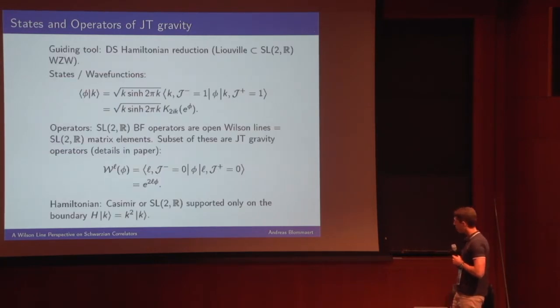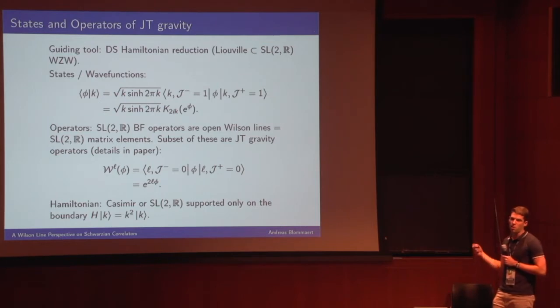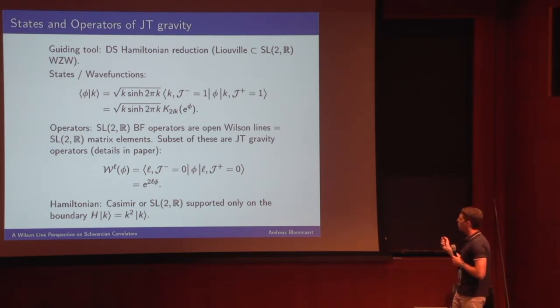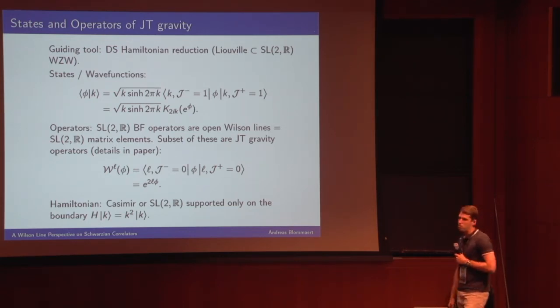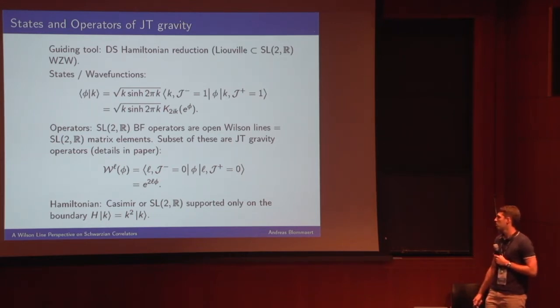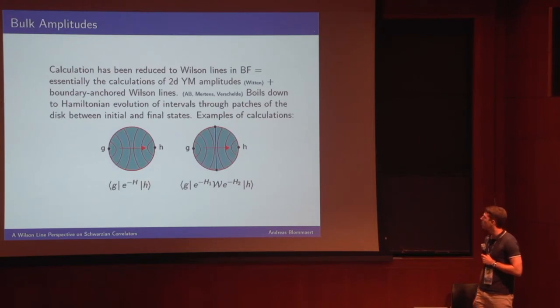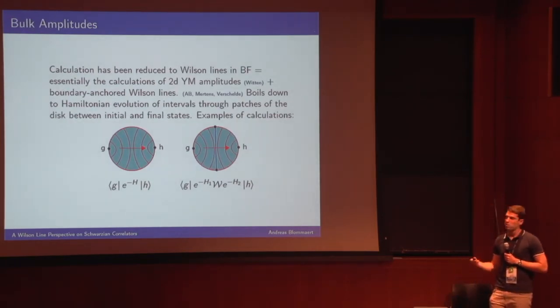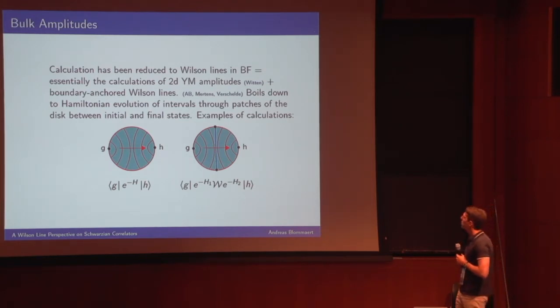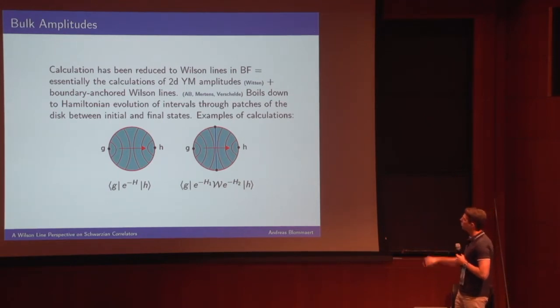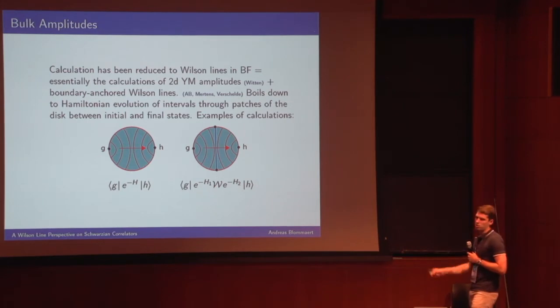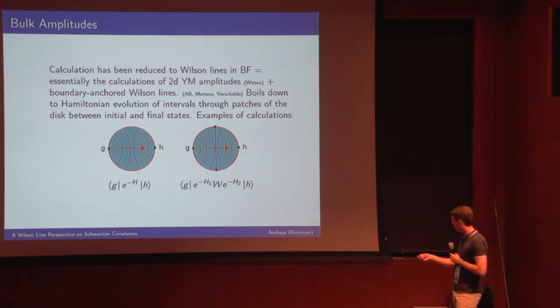It's a normalization. Then the operators, as I said, are boundary-anchored Wilson lines in SL2R BF, which are evaluated to SL2R matrix elements, well, specific ones. And a subset of these become operators in JT gravity, the following. Also, the Hamiltonian of the theory is just a Casimir of SL2R supported on the boundary and diagonalized by the irrep eigenstates. Now that we've identified the states and operators of JT as states and operators in SL2R BF, the calculation is basically reduced to similar calculations as amplitudes of Wilson lines in 2D Yang-Mills. This boils down to a Hamiltonian evolution of intervals to patches of the disk, because the states are defined on intervals, crucially. Examples are the following.